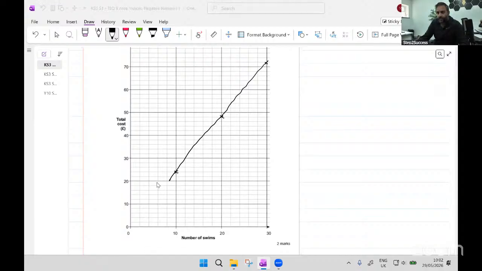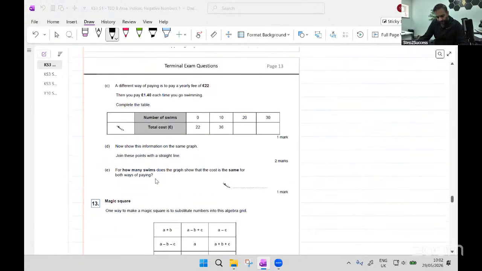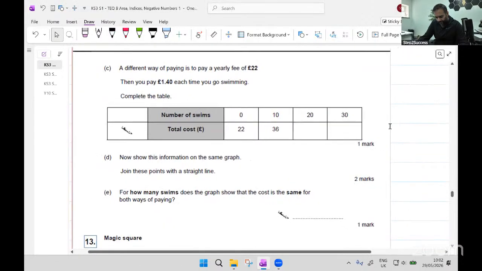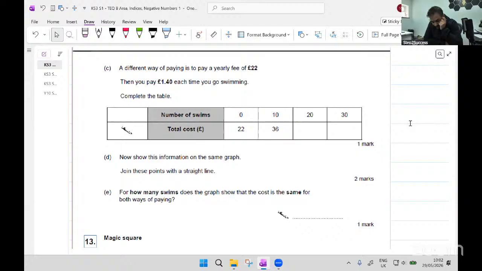Okay. And a different way of paying is a yearly fee of £22. Then you pay £1.40 each time you go swimming. Complete the table. Oh God. Right.